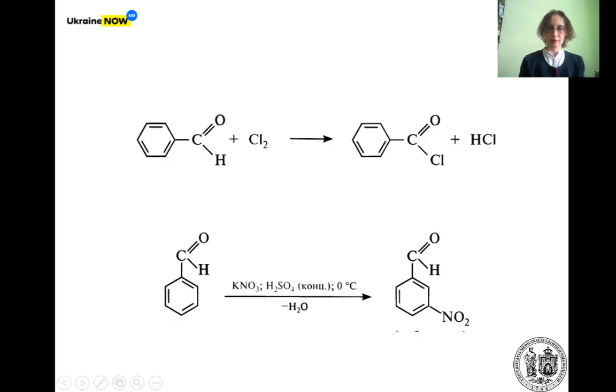Reactions of aromatic aldehydes with halogens, this is the difference from aliphatic aldehydes. They occur in the carbonyl group. Here this hydrogen is replaced by chlorine or another halogen. And electrophilic substitution occurs in the aromatic ring in meta position because the aldehyde group is a second type orientant and the next substituent goes into the meta position.